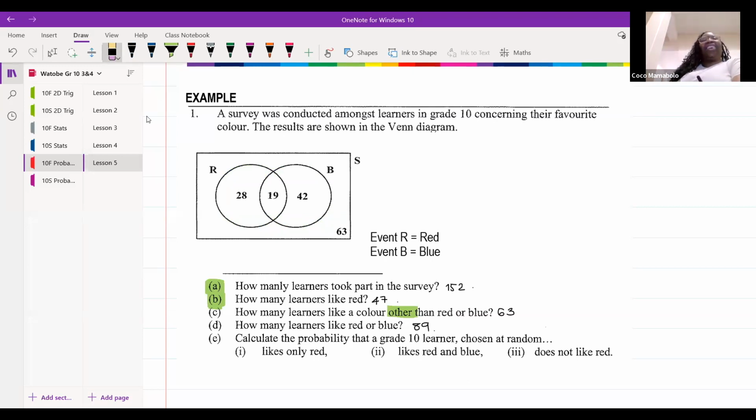Now, let's look at the formula for probability. Remember, guys, the probability of any event is going to be the number of outcomes of that event over the number of outcomes in the whole sample space. Okay, and this says, ma'am, how is it 89 if you take 28 plus 19 plus 42? We should get 89, because remember, it's red or blue.